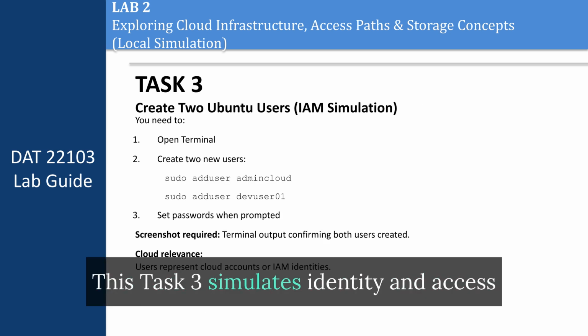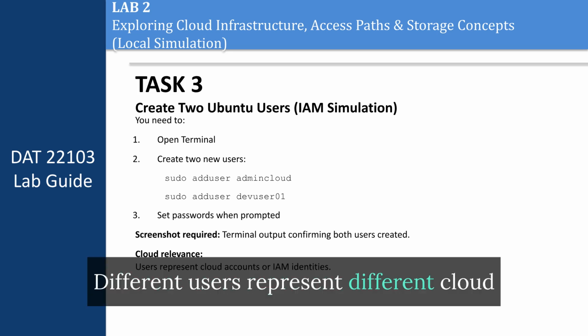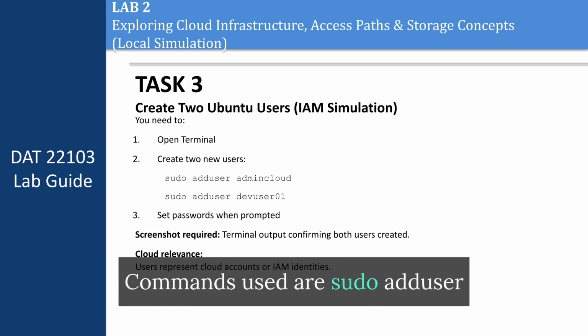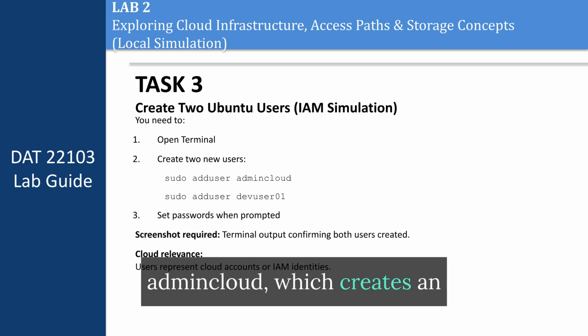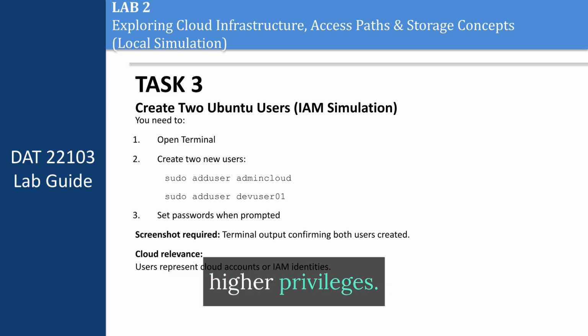This Task 3 simulates identity and access management in the cloud. Different users represent different cloud identities. Here we are creating 2 new users. Commands used are sudo adduser admin_cloud, which creates an administrator type user. In cloud, this represents an IAM user with higher privileges.